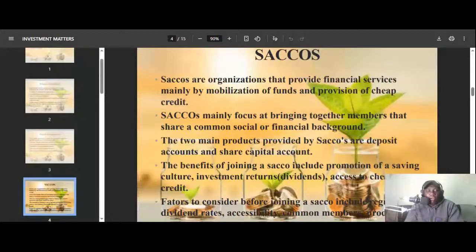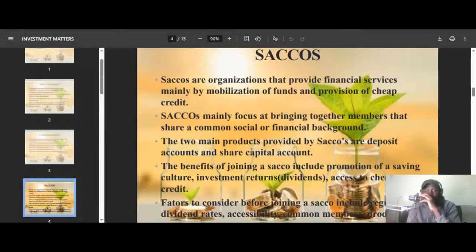SACCO is access to cheap credit. So if you don't have the intention of taking a loan, you might not have any business being in a SACCO. Then you realize that a SACCO mainly focuses on bringing together members of a common background, or you find that some SACCOs are associated with some institutions. To give an example, is the DT SACCO.